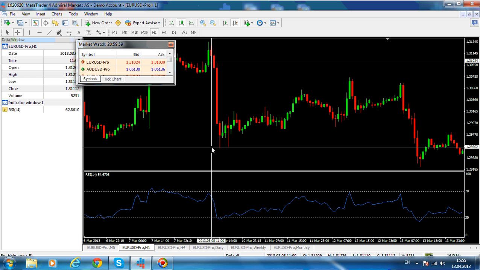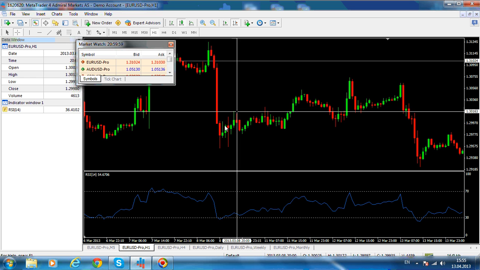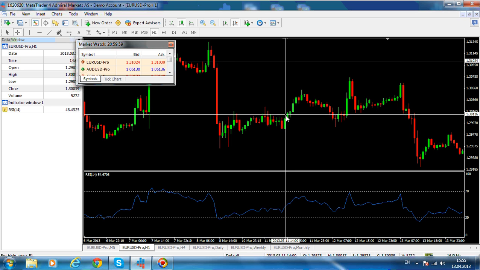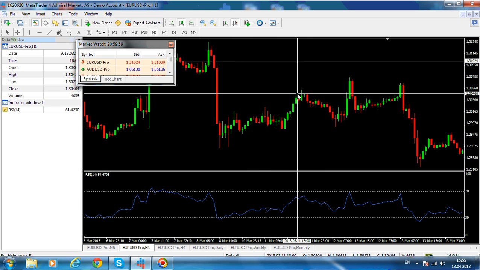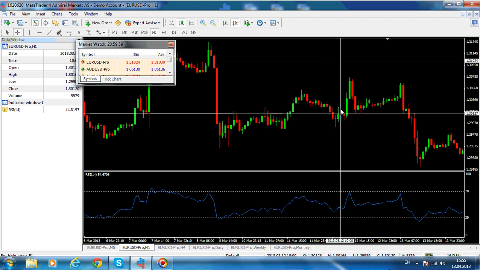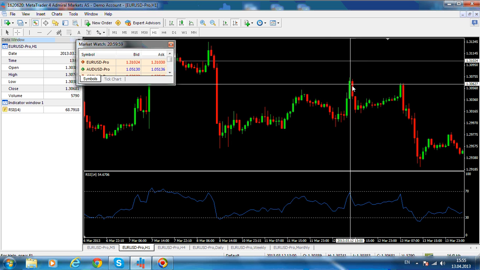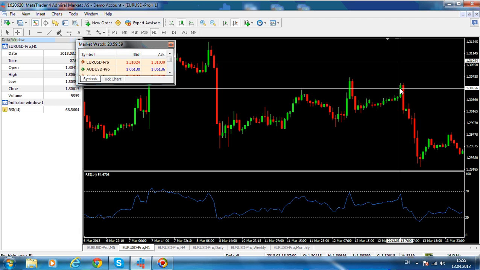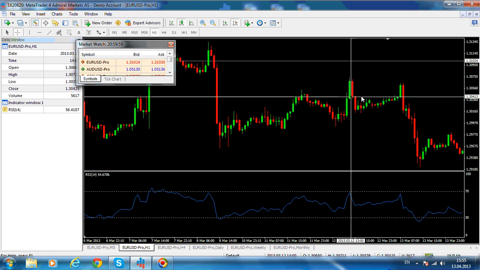Take a look at what it does. So the price in here going to the upside, okay, the oscillator also goes to the upside. Price makes a new high, the oscillator makes a new high. Price makes a new high, the oscillator makes a new high. So no divergences so far.